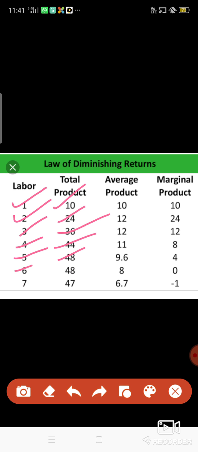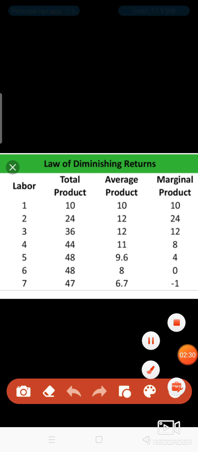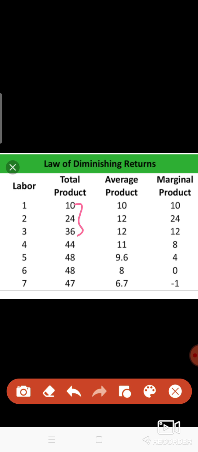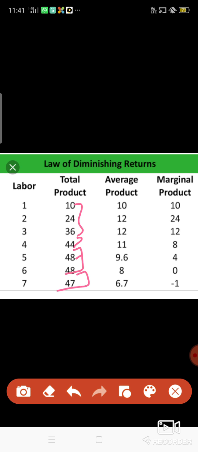So here if you will notice, starting total product is increasing at increasing rate, after then increasing but at decreasing rate, okay, and then became constant, both 48, 48, and after then if you will hire more units of labor, there will be a decrease. Okay, so now total product started decreasing.